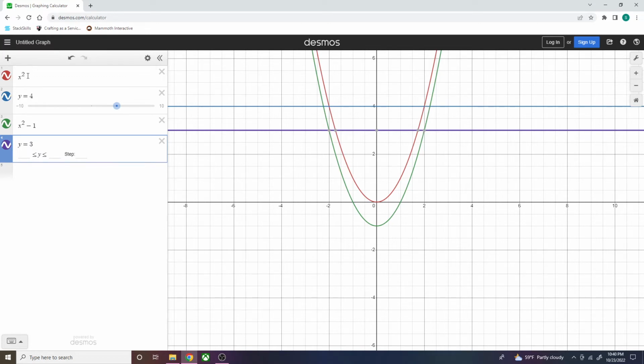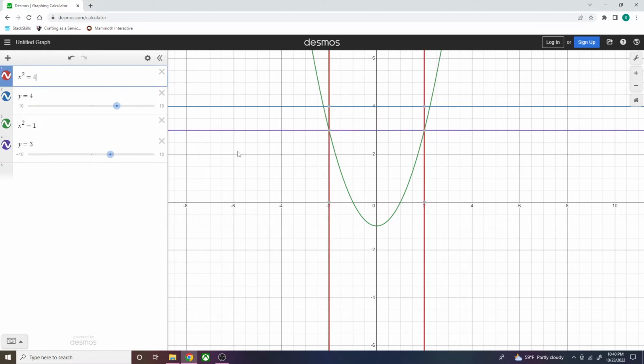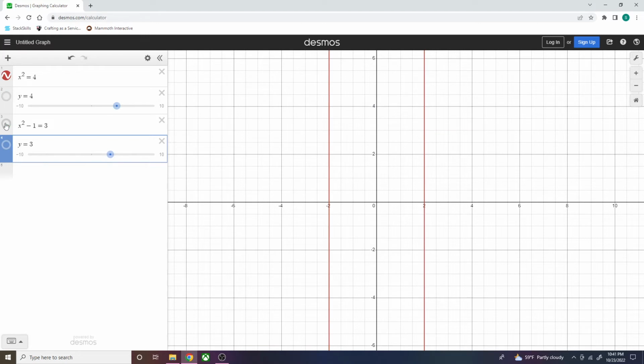When we set x squared equal to 4, notice these two lines right here. These two lines are the two points at which x squared equals 4. It's when x equals 2 and x equals negative 2. Now, if I set this equal to 3, check this out. Boom. Once again, same as we've had in other instances, these two lines sit right on top of each other, right? Red, green. And I realize some of you are colorblind and probably can't see that I'm even making any change here. But those lines are sitting right on top of each other.